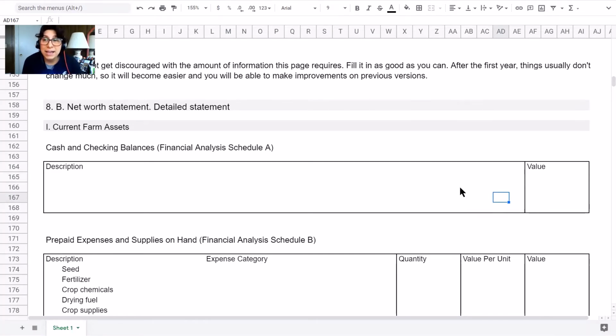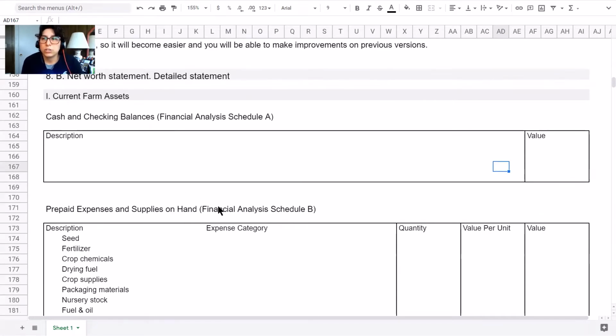So now we're going to go into each of these tables. We said assets are all the things that you own or that are owed to you as of the date of the statement. You may own something, but you may have a mortgage or a loan. We're going to deal with liabilities later. For now, we're just going to look into assets. Like we said before, assets are divided into current, intermediate, and long-term. And we start by collecting our current farm assets information.